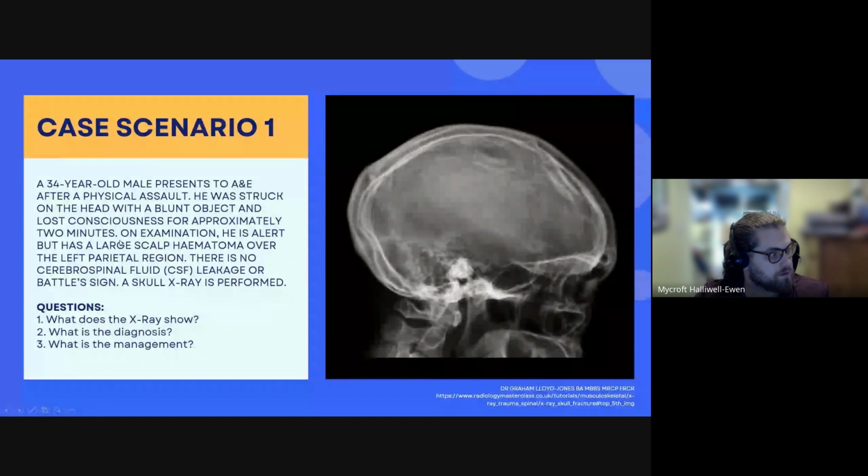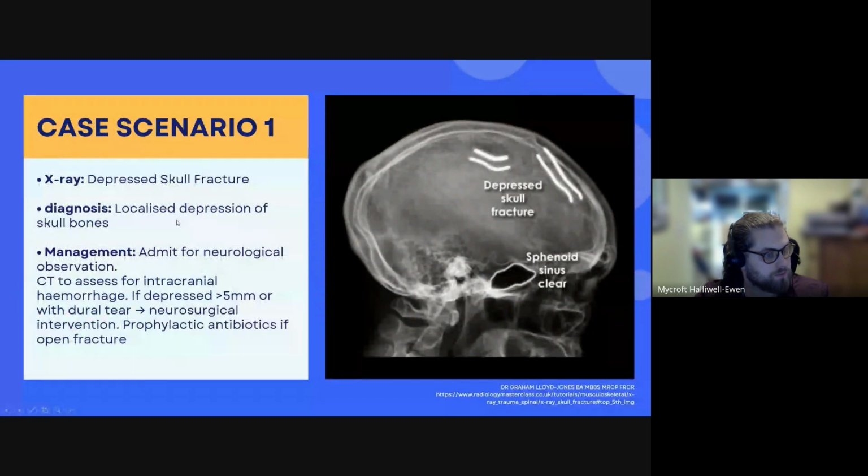right, lost consciousness for 2 minutes probably merits a CT head anyway. Instead of doing a skull X-ray and then doing a CT head, I might just go straight for a CT head. However, if you were in a lower resource setting, you may choose to observe a patient, do the X-ray, and choose to observe the patient. But if you found a depressed skull fracture that might need neurosurgical intervention, you may well need to transfer.